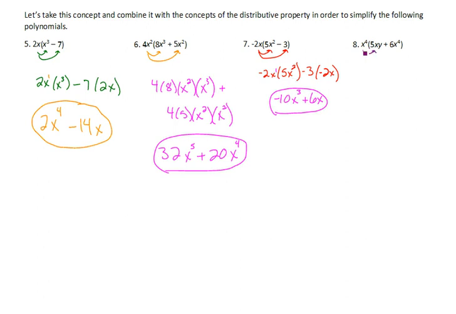This x to the 4th. So on this one, I have 5xy times an x to the 4th plus a 6x to the 4th times an x to the 4th. So my 5 stays the coefficient. I have x to the 1st times x to the 4th, x to the 5th times a y, plus x to the fourth times x to the fourth is an x to the eighth.